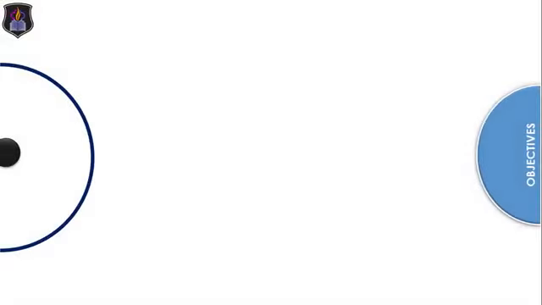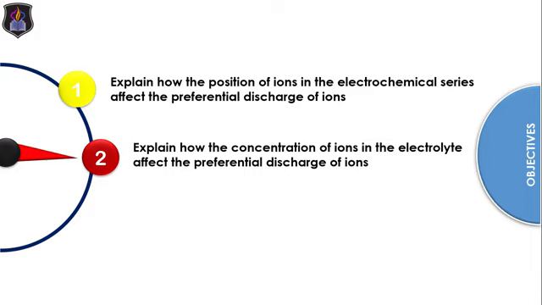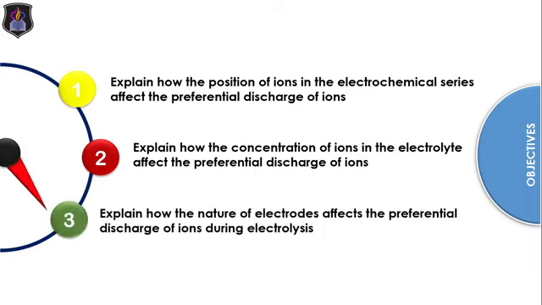At the end of this lesson, you should be able to explain how the relative position of ions in the electrochemical series, concentration of ions in the electrolyte, and the nature of electrodes affect the preferential discharge of ions during electrolysis. Do not leave this channel, as we'll be right back after this timeout.